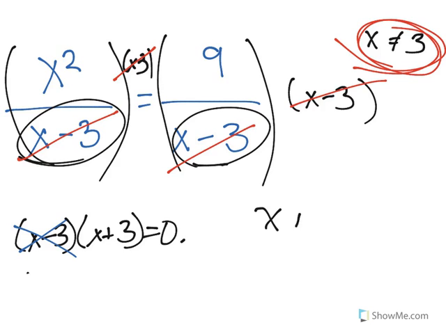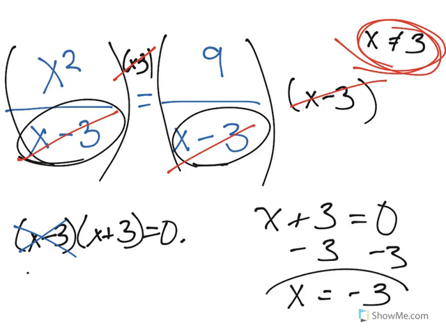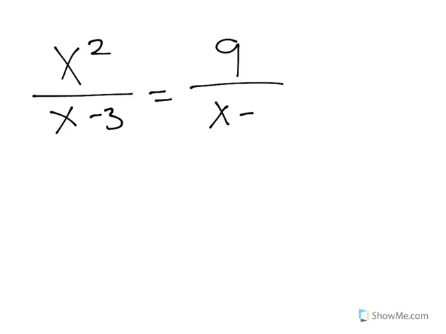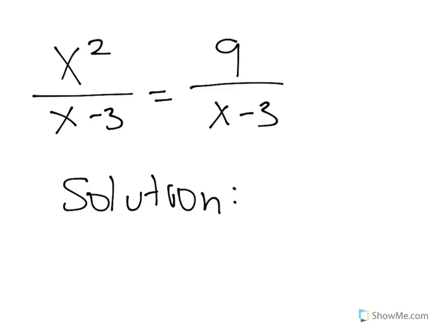So x plus 3 is equal to 0. We subtract 3 from both sides, so minus 3, minus 3, x is equal to negative 3, and that is our solution. So for x squared over x minus 3 is equal to 9 over x minus 3, our only solution is x equal to negative 3.